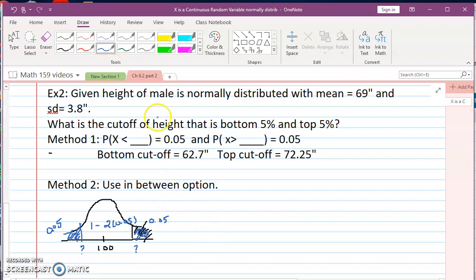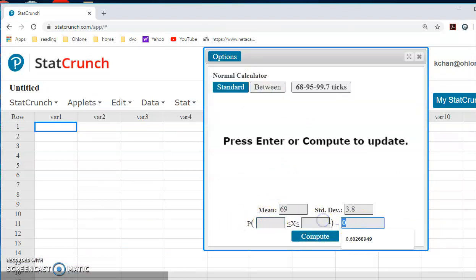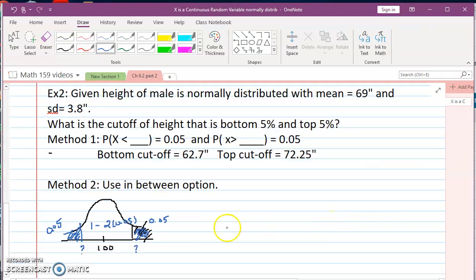I could actually do an in between where I don't know both of them, but I know this is 1 minus 2 times 0.05. I ask it to compute both at the same time with the middle percentage of 90%. In our case, it's 90%, right? So we say this is equal to 0.9, and it will give us the cutoffs. So that's what we'll do.